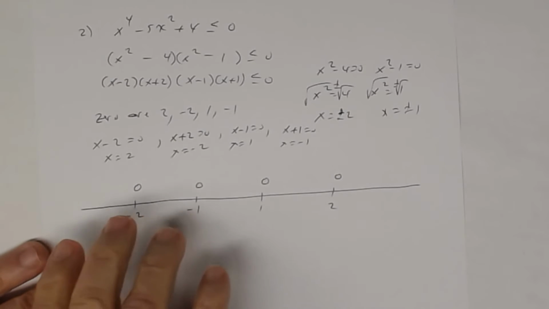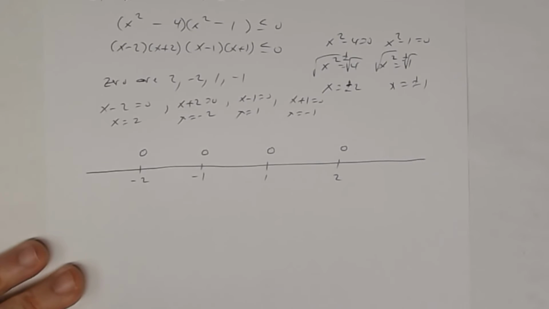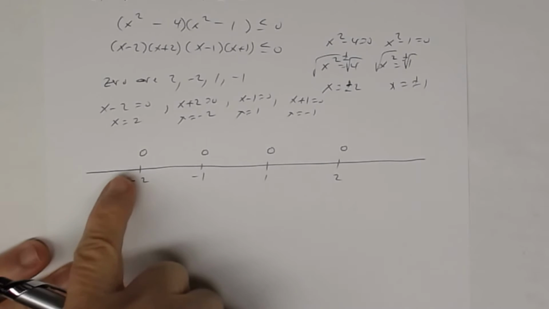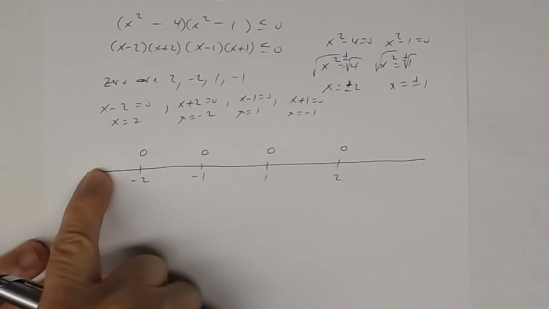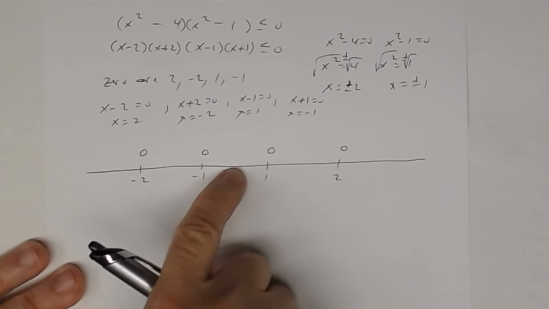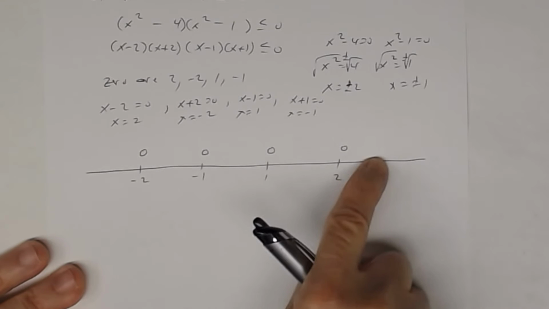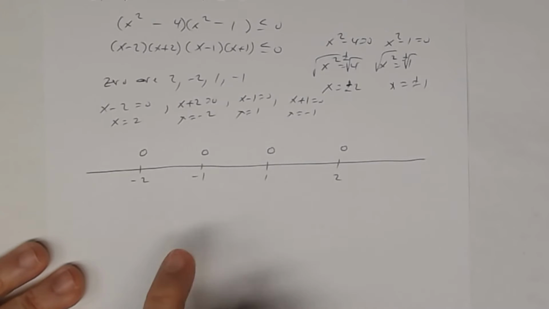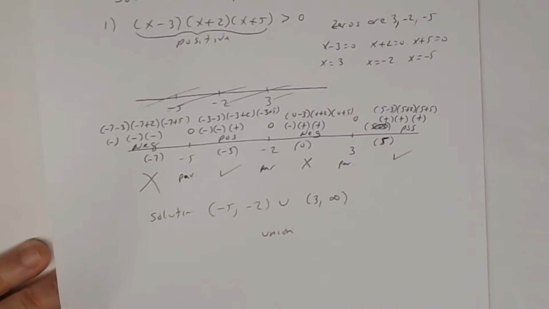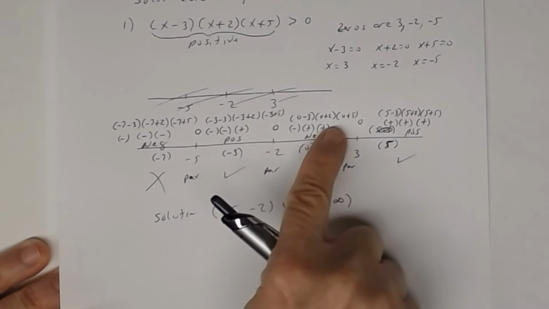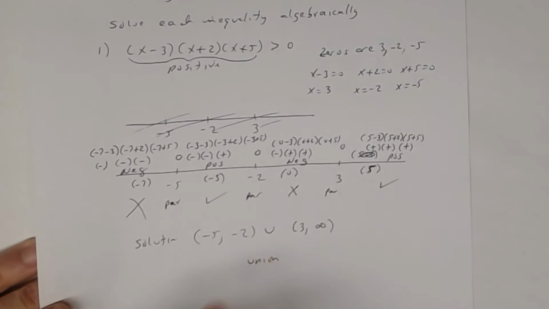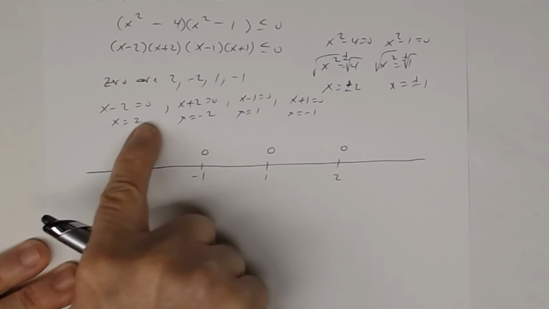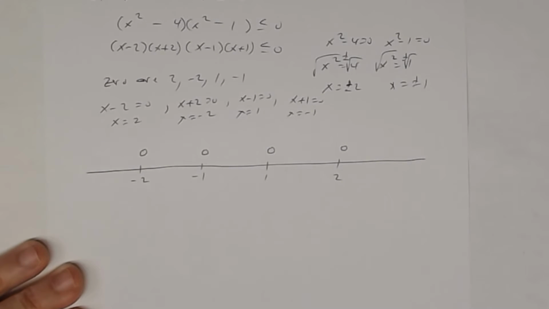Now, one of the other things we have to see before we go any further is that when I put those zeros on the number line, those 4 zeros divide the number line into 5 intervals. 1, 2, 3, 4, 5. So it's a little more work to find the solution because there are 5 intervals here. In the previous problem, there were 4 intervals, because there were 3 zeros. Here there are 4 zeros.